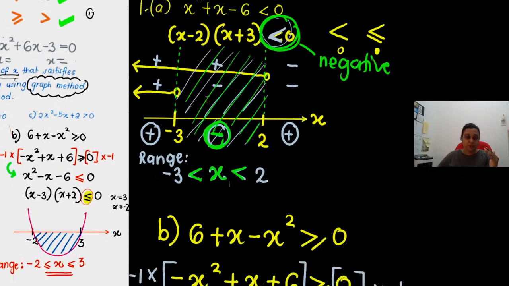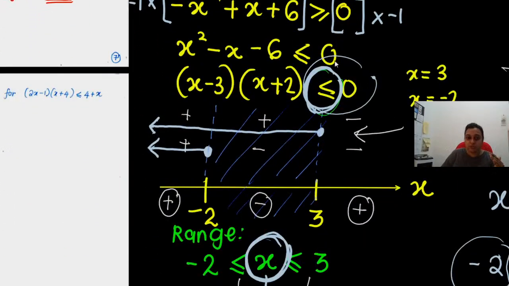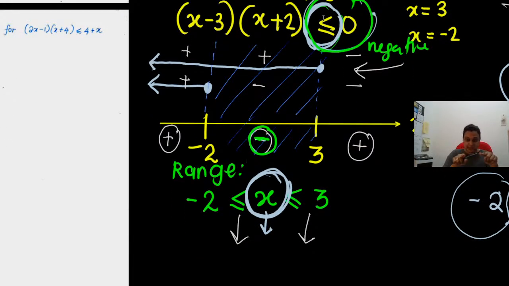Same goes for B also. B is also smaller than 0, therefore negative, right? So where is the negative here? In the middle. You realize it's in the middle. So for the middle, what is the format? Put the x in the middle, write the symbols side by side.